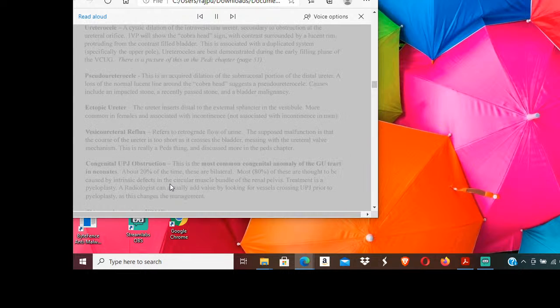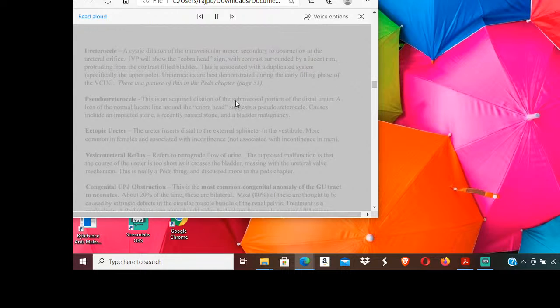Ureterocele. A cystic dilation of the intravesicular ureter, secondary to obstruction at the ureteral orifice. IVP will show the cobra head sign, with contrast surrounded by a lucent rim, protruding from the contrast-filled bladder. This is associated with a duplicated system, specifically the upper pole. Ureteroceles are best demonstrated during the early filling phase of the VCUG. There is a picture of this in the PEDS chapter, page 51.